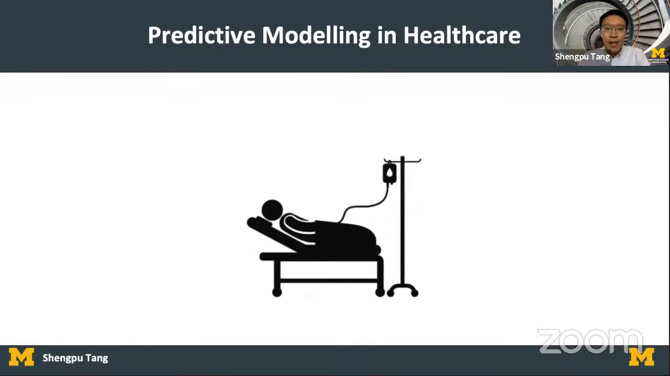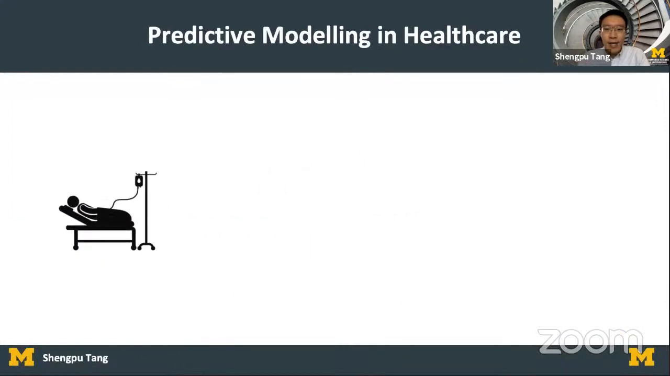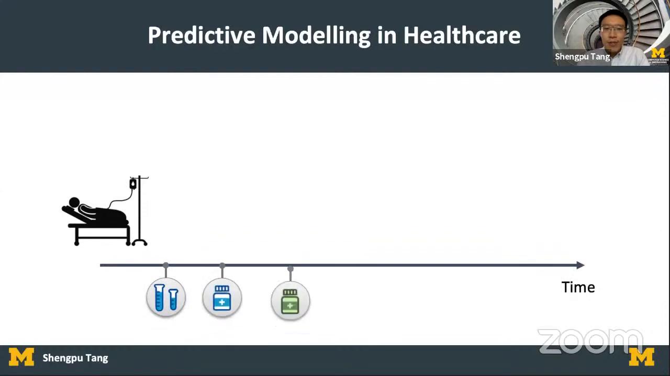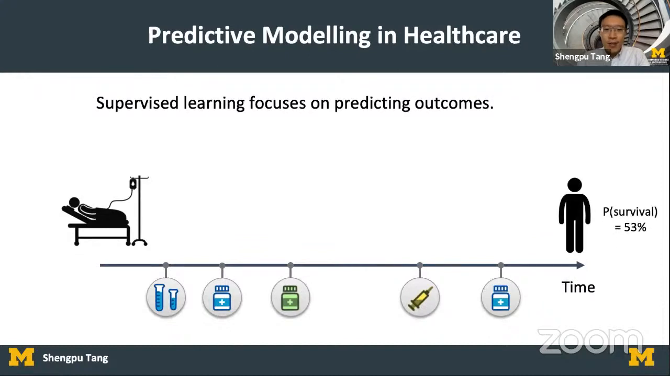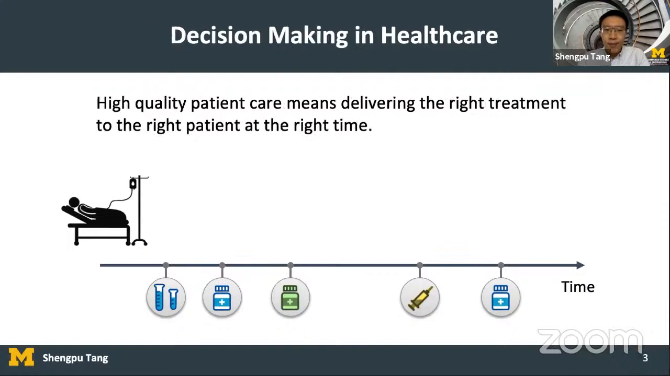In hospitals today, we're collecting an immense amount of data about our patients. Machine learning techniques can be used to discover patterns in these data, with which we can improve care for future patients. In a supervised learning setup, one typically focuses on predicting some diagnosis or outcome, for example, whether the patient will survive or the probability of survival. While this information might be useful, it is not necessarily immediately actionable.